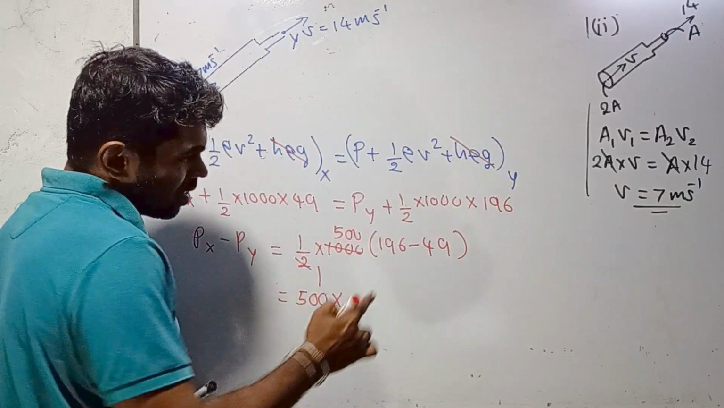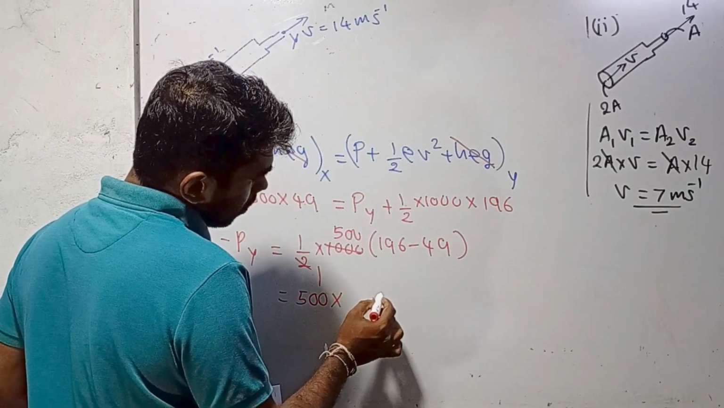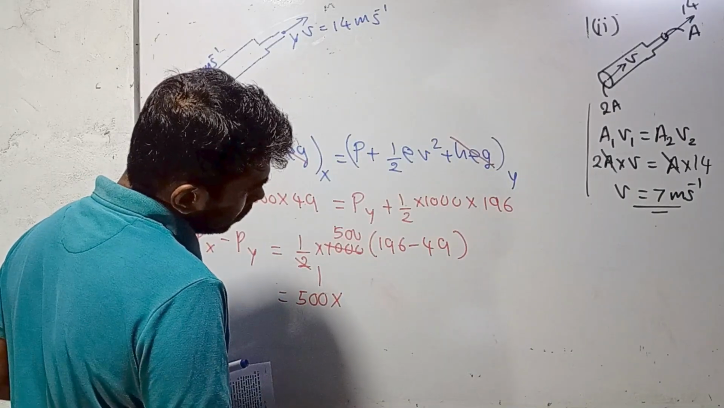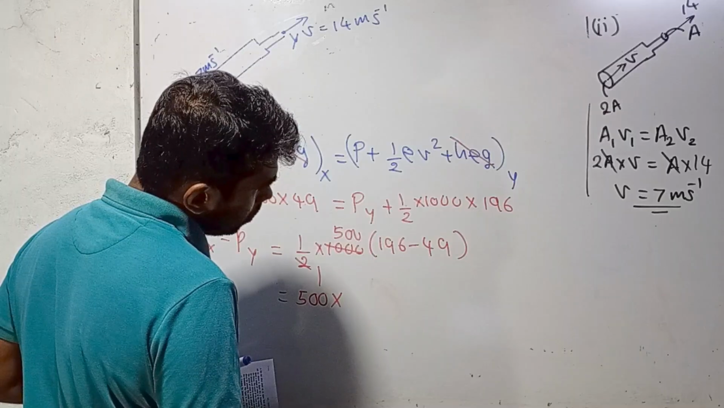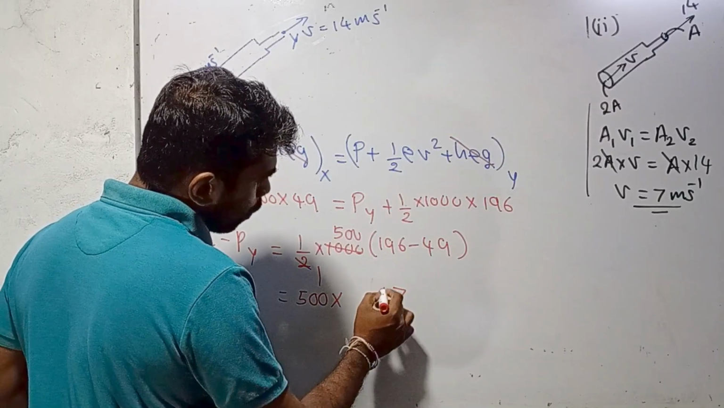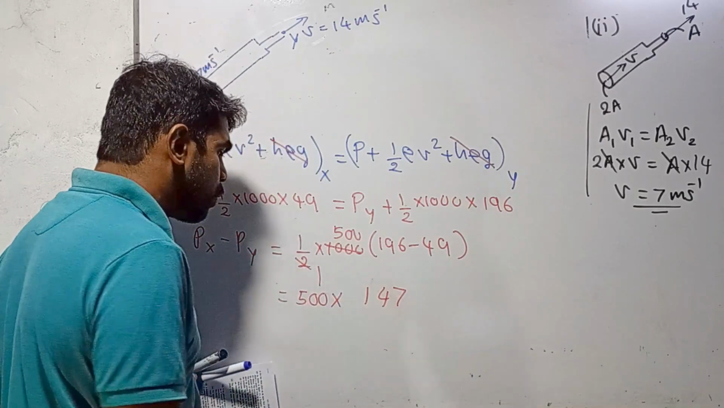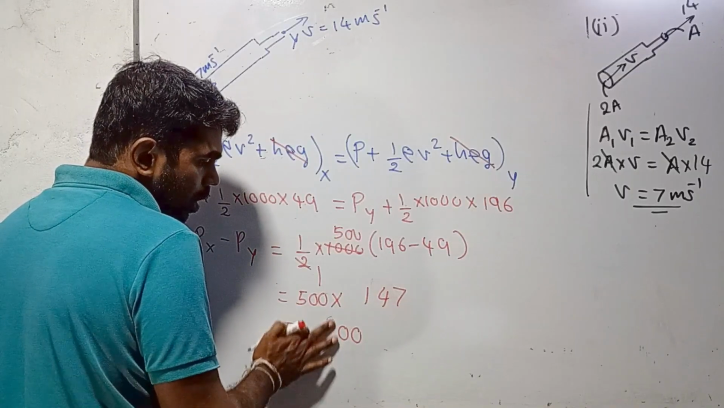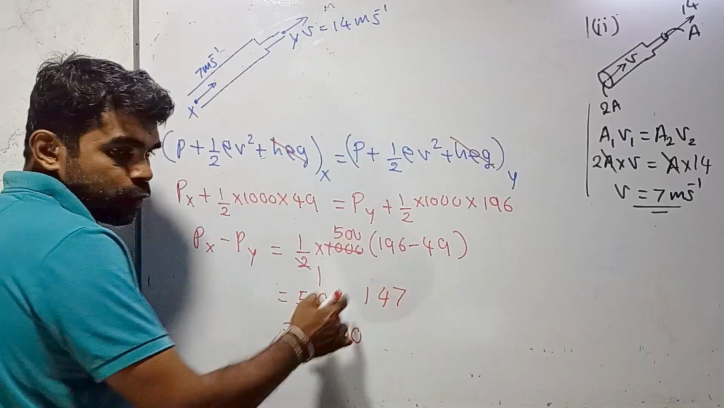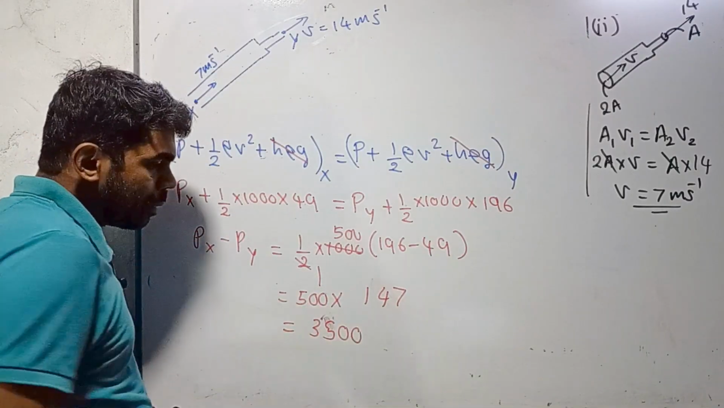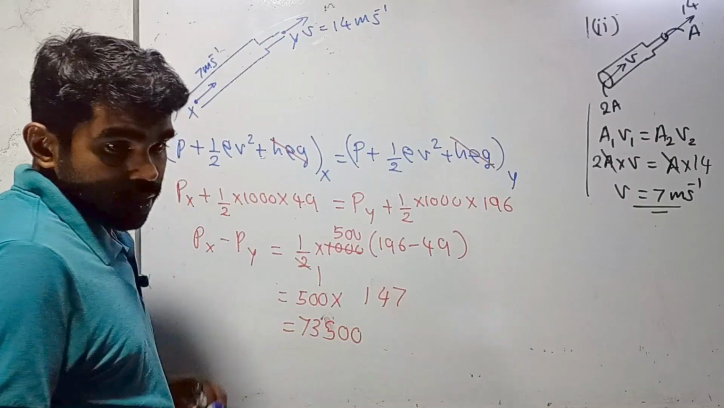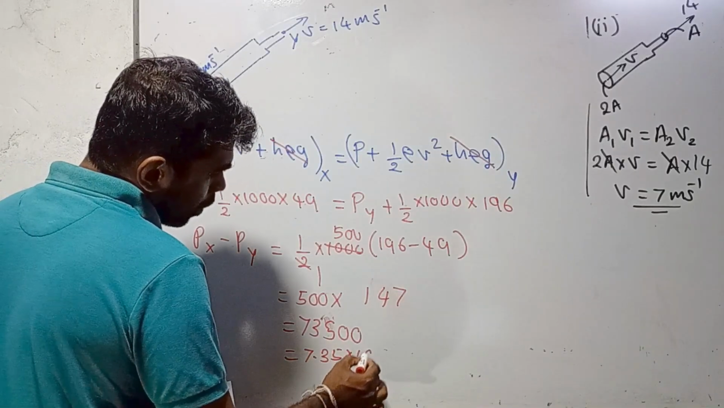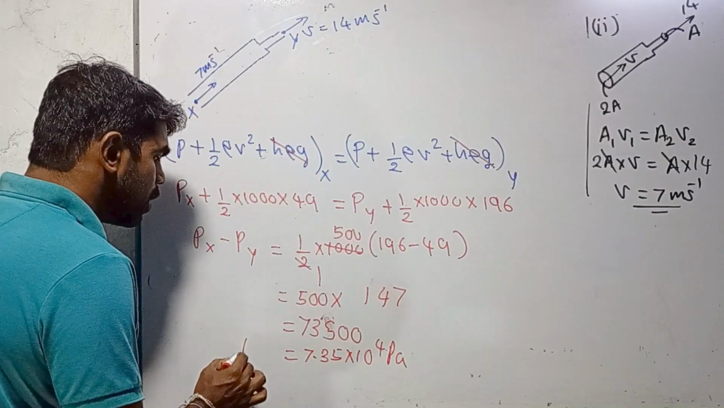500 multiplied by 196 minus 49, which is 147. 147 into 500, I will put 2 zeros at the end of the answer. 5 into 7, 35, 3 remaining; 5 into 4, 20, plus 3, 23, 2 remaining; 5 into 1, 5, plus 2, 7. We can write it as 7.35 into 10 to the power 4 Pascal. They have given the pressure difference as delta P.